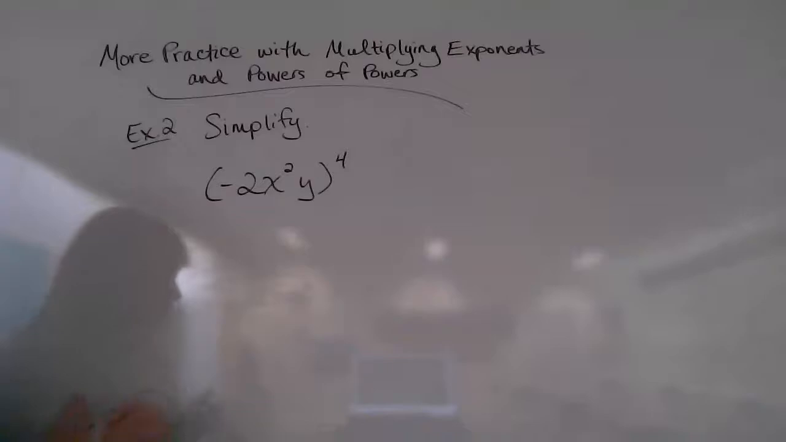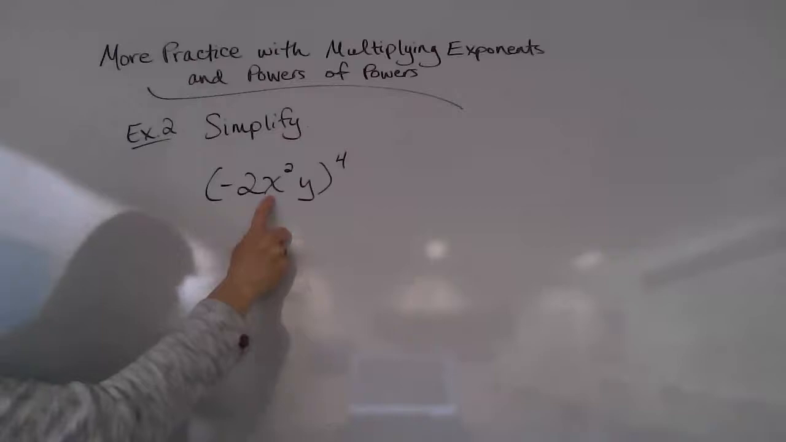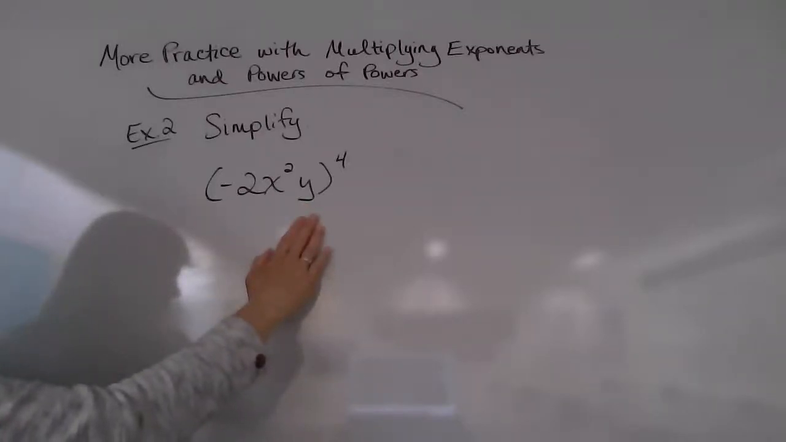Okay, example 2. Pretty similar to the first one, just a little bit more going on inside our parentheses. So following the order of operations as we simplify, look inside the parentheses first. Inside the parentheses, I see a power of 2, but it is next to the x only. It is not affecting this negative 2. It is not affecting this y. So there is nothing we can simplify in here. It has been simplified already.